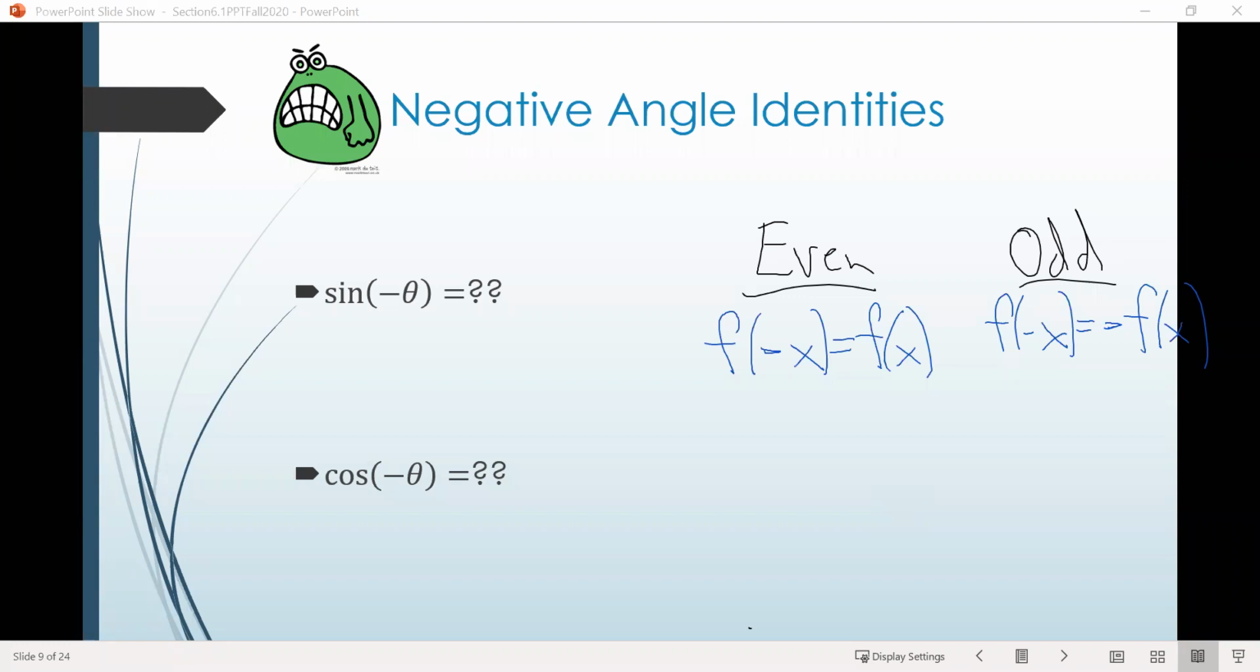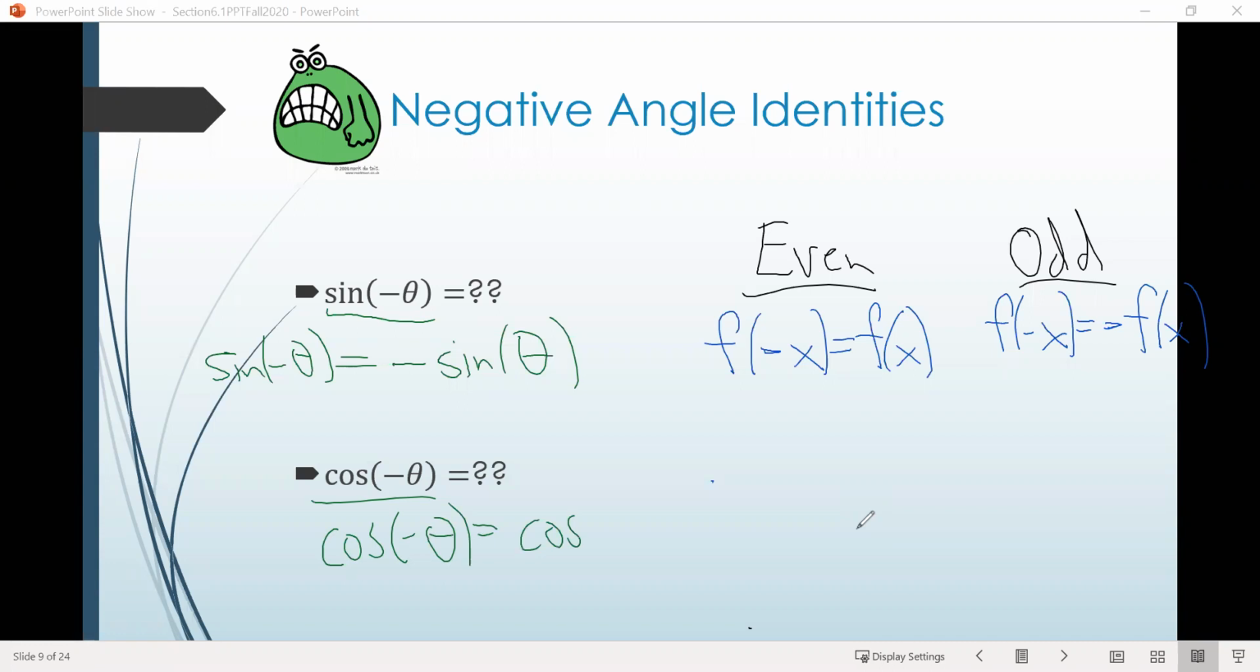So we can use that here with our sines and cosines then to identify what these identities would be equal to. So for sine of negative theta, recall that sine was an odd function. So sine of negative theta then is going to be negative of sine of theta. That's what it will be equal to. And then cosine, recall, was an even function. So what that tells us is cosine of negative theta is actually the same as cosine of theta.